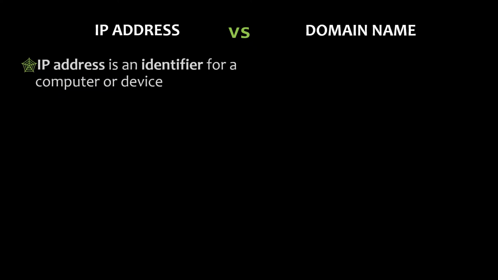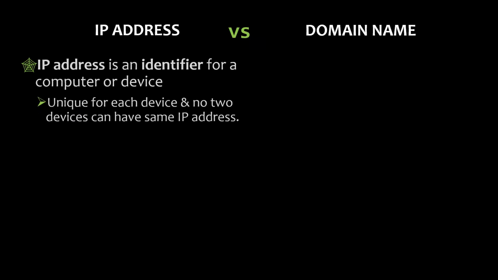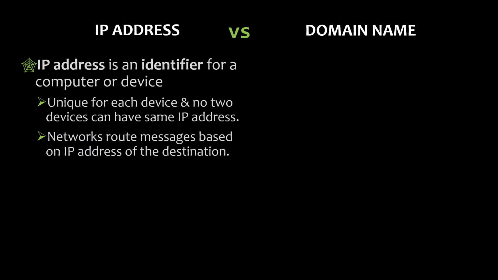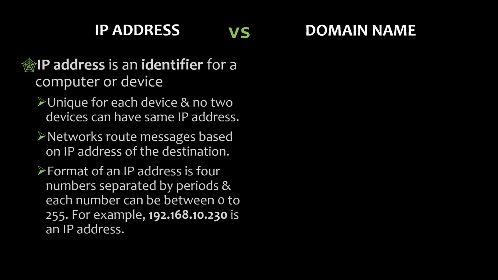An IP address is an identifier for a computer or a device. It is unique for each device, and no 2 devices can have the same IP address. Networks route messages based on IP addresses of the destination. The format of an IP address is 4 numbers separated by periods, and each number can be between 0 to 255. For example, 192.168.10.230 is an IP address.